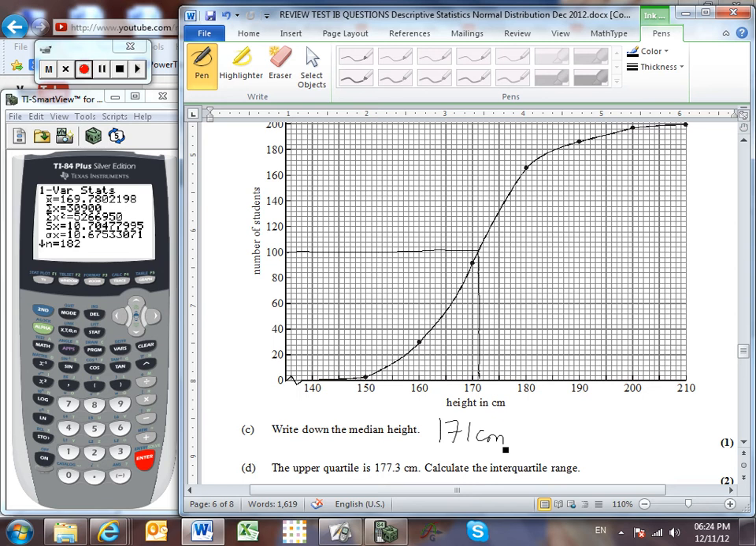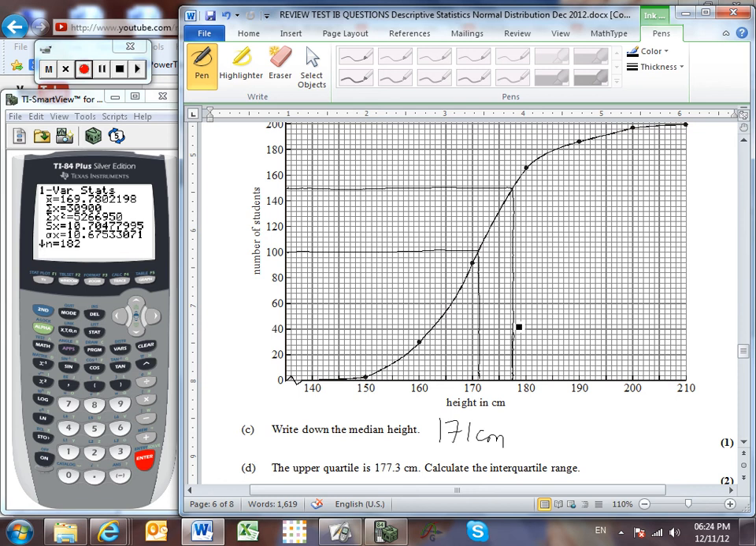Then it tells us that the upper quartile is 177.3. I could confirm this if I wanted by knowing that 3/4 of 200 is 150, so 150 would trace across to here, and if I trace that down, indeed, it does occur right at 177 point something. They say 177.3. Who am I to disagree?